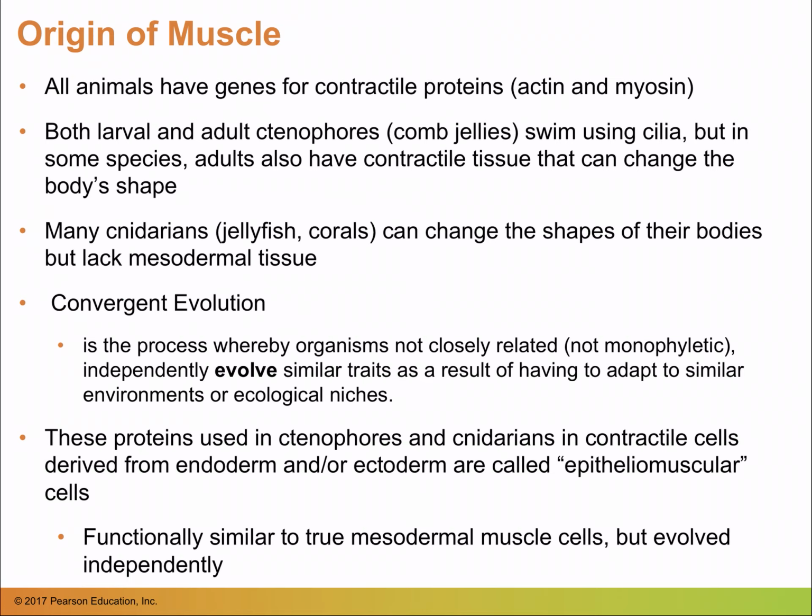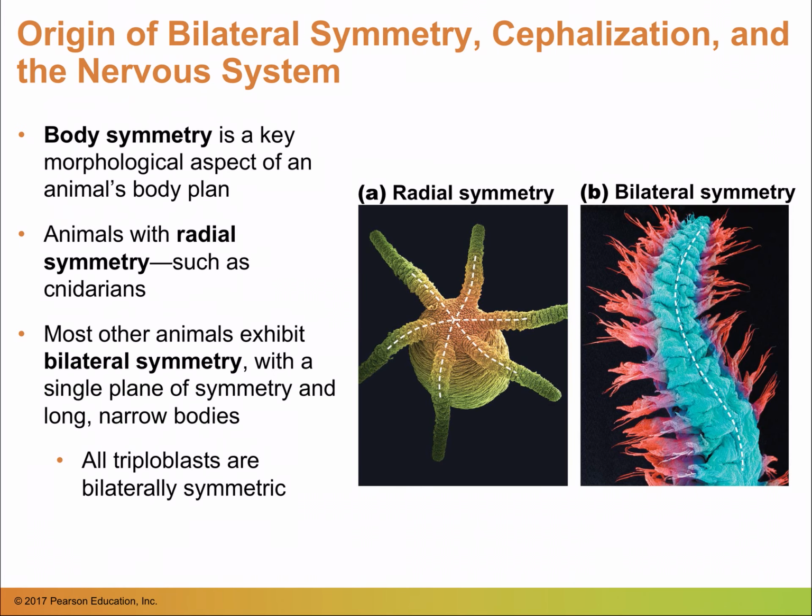The proteins used in ctenophores and cnidarians come from the endoderm or the ectoderm, and we call them epitheliomuscular cells. These are functionally similar to the true mesodermal muscle cells that we call muscle tissue, but they evolved independently as an example there of that convergent evolution. Okay, so that's kind of the origin of muscle tissue.